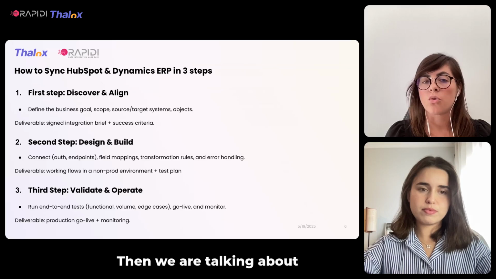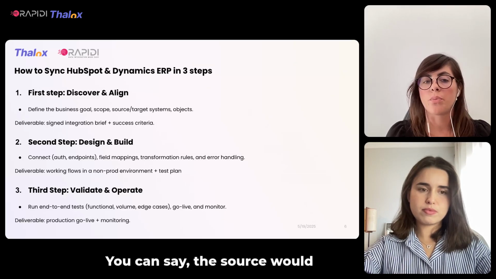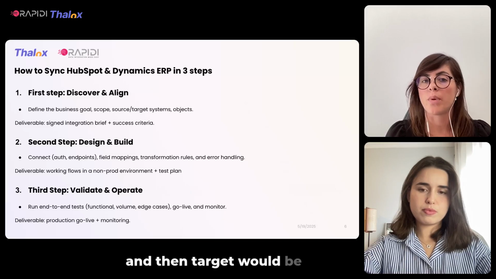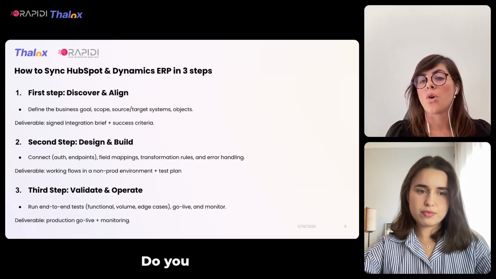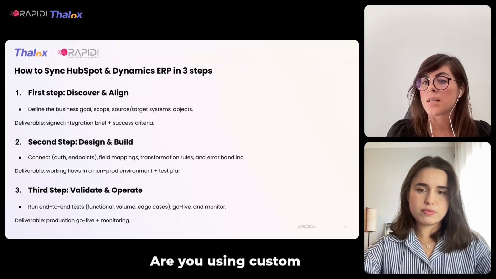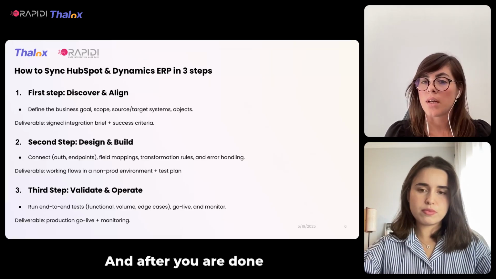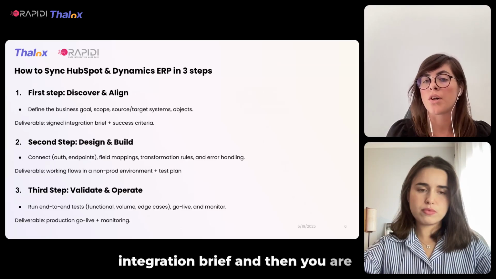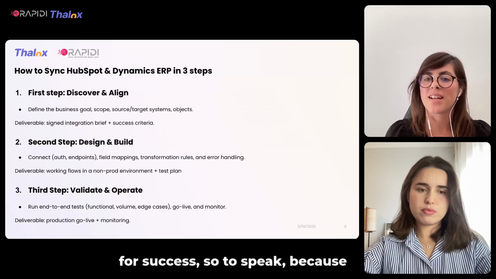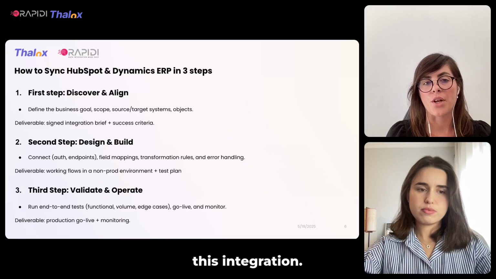Then we are talking about source and target systems. You can say, okay, the source would be finance and then the target would be HubSpot. And then the objects that you want to include. Do you have standard objects? Are you using custom ones? So everything that has to do with your setup. And after you are done with step number 1, then you will have a clear integration brief, and then you are set for success, so to speak, because you know exactly what needs to happen on this integration.